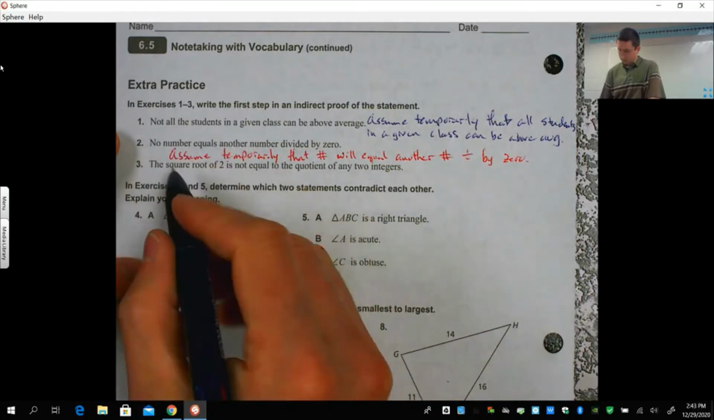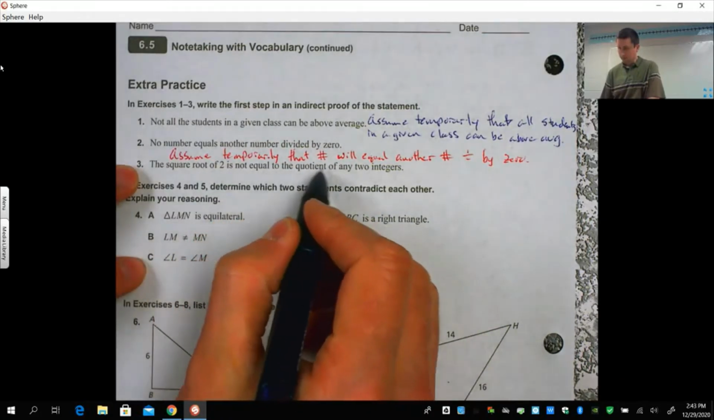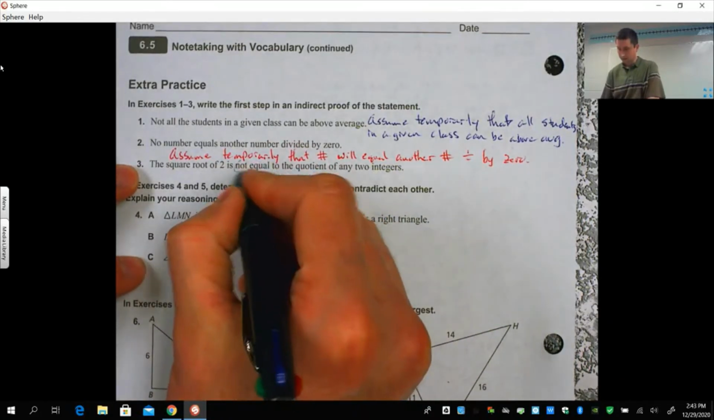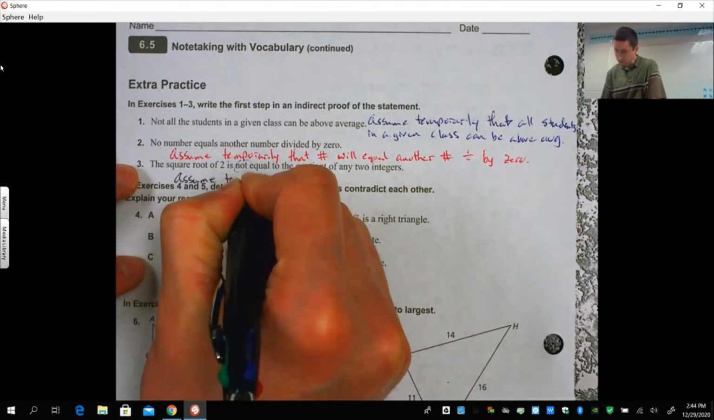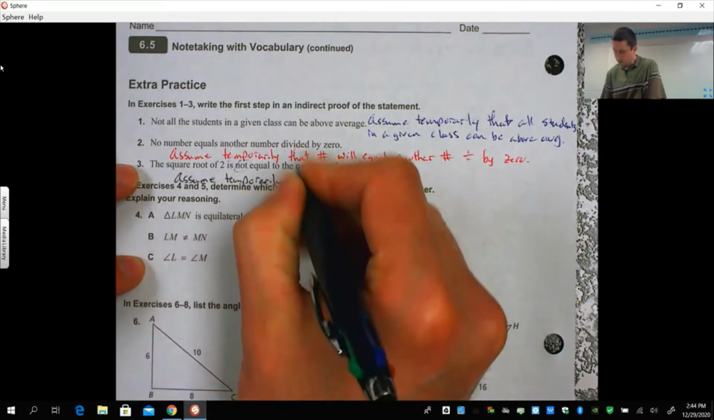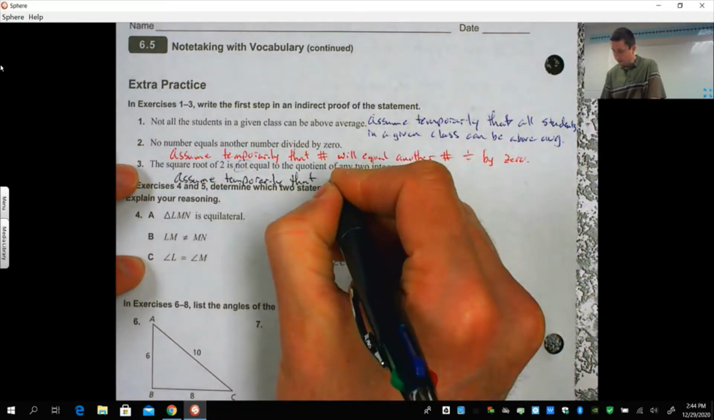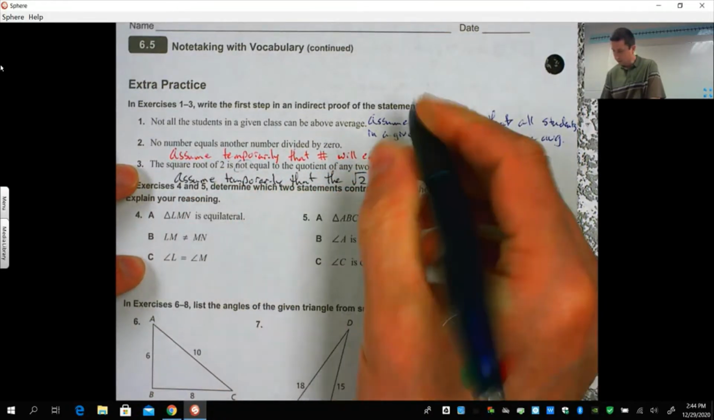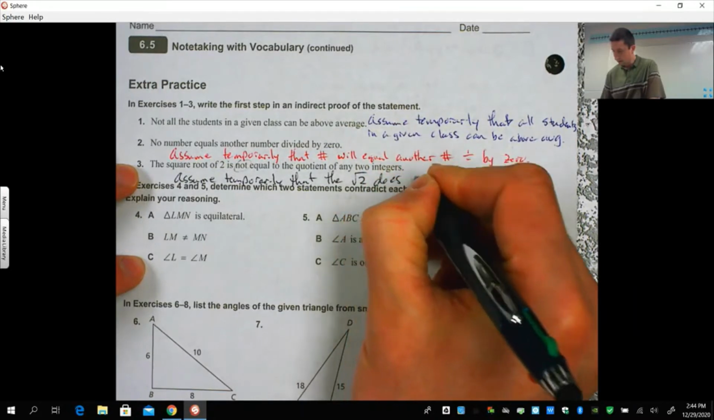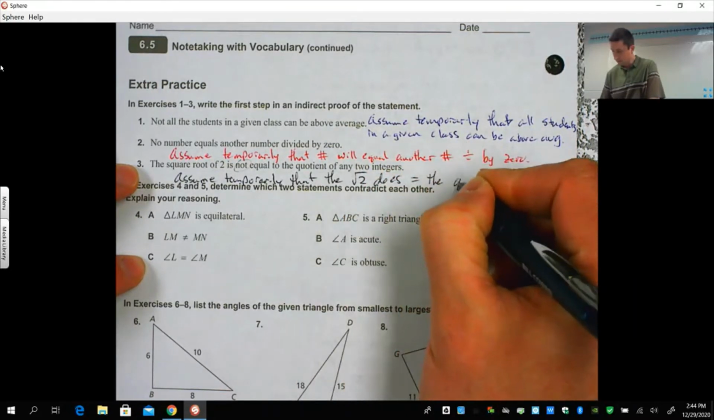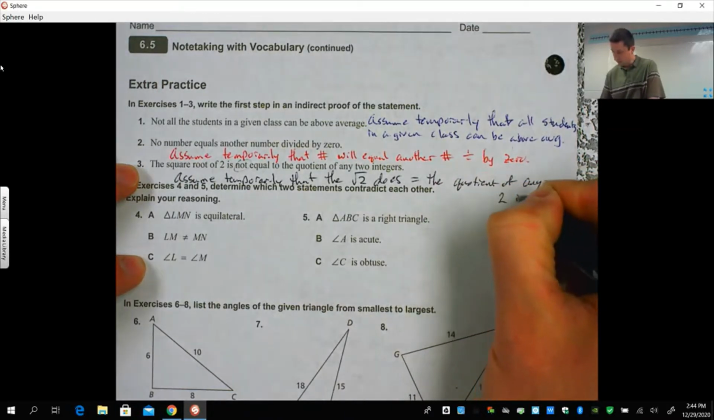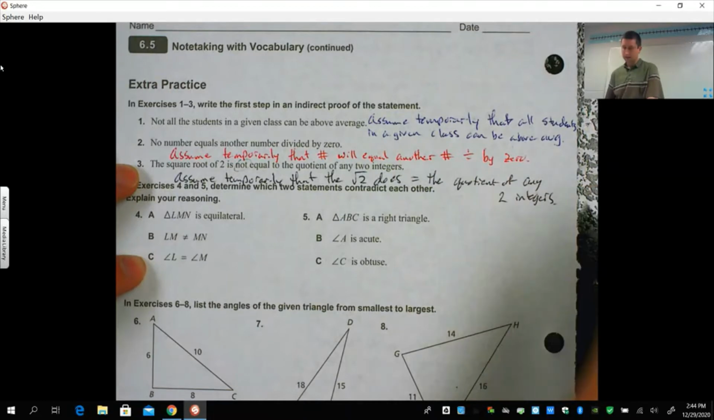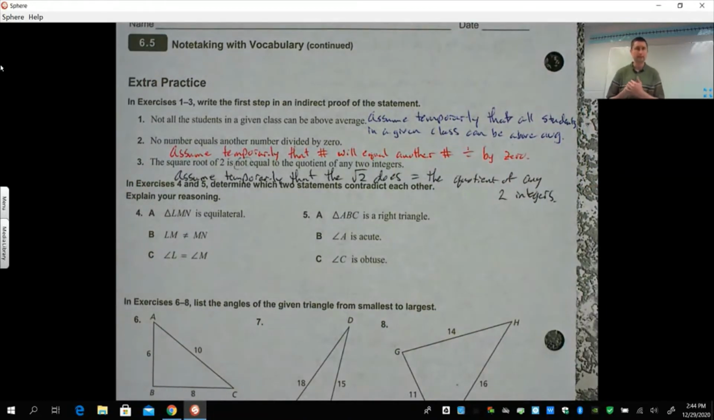And finally, the square root of 2 is not equal to the quotient of 2 integers. Square root of 2, there's that word not. So we're going to assume temporarily that the square root of 2 does equal the quotient of any two integers. It does equal, okay, because it says it does not equal. The negation of that would be it does equal.